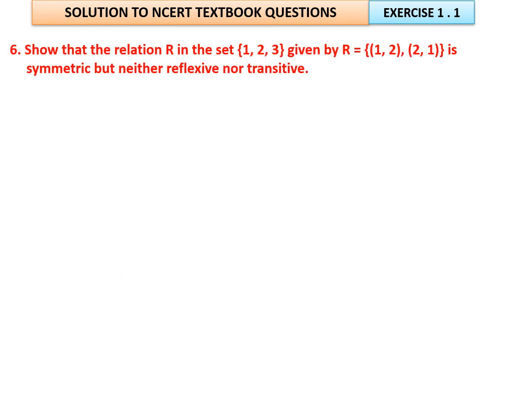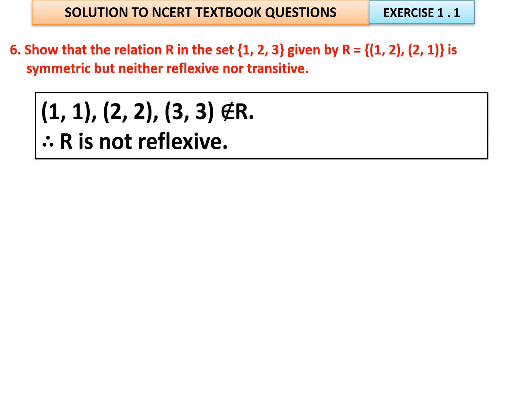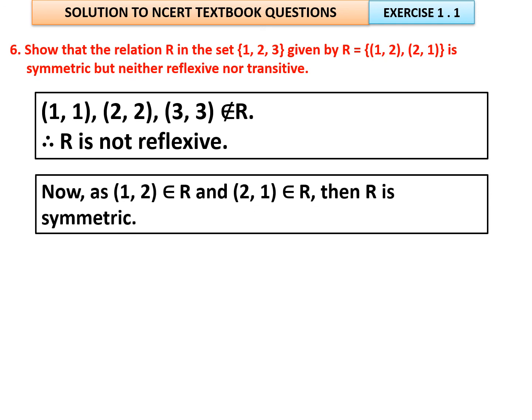Show that the relation is symmetric but neither reflexive nor transitive. Very simple, there are only 2 elements. 1 comma 1 is not there, therefore it is not reflexive. I have written all of it, but you can prove very quickly by the definition itself. 1 comma 2 is there, then 2 comma 1 is there, therefore it is symmetric. Be careful. We have to take only the elements which are in that R. Don't try any other elements other than R and then say it is symmetric.